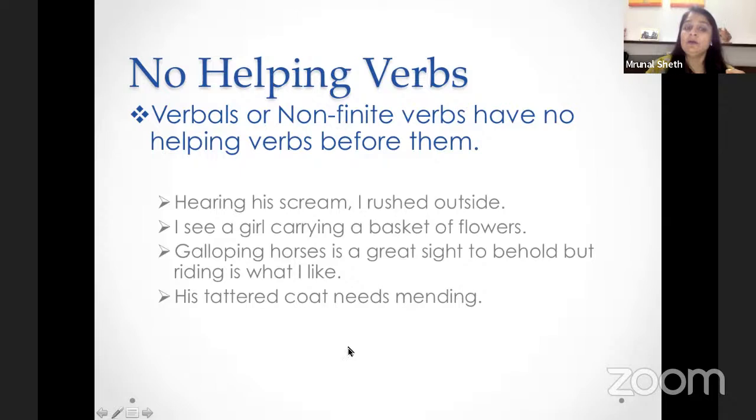His tattered coat needs mending. Tattered. Again, tattered is the past participle form of the verb tatter. So tattered coat. Again, here there is no have or had, right? So it is a verbal. Now we will understand verbals in detail. So now we'll find out whether those verbals are gerund, participle, or infinitives. Okay.